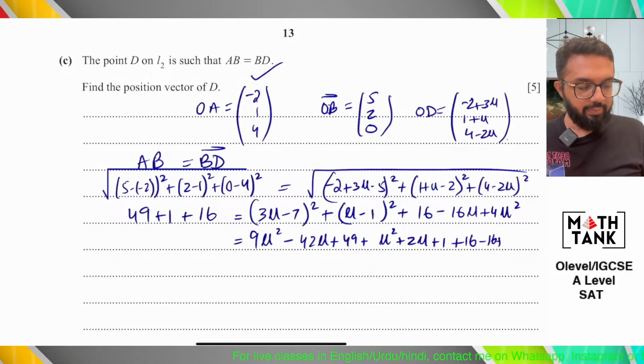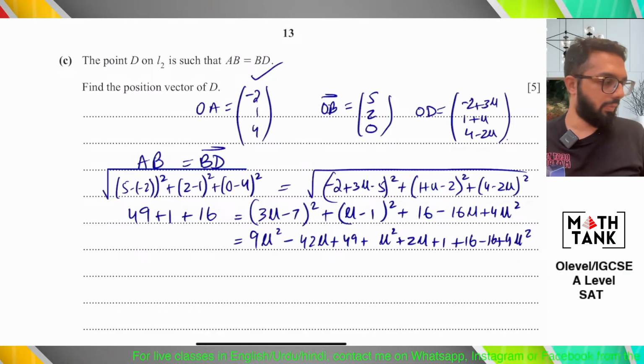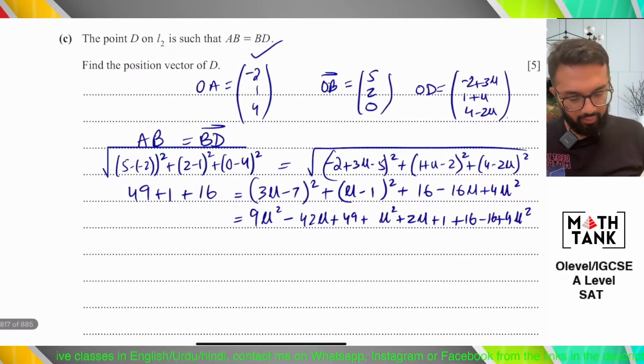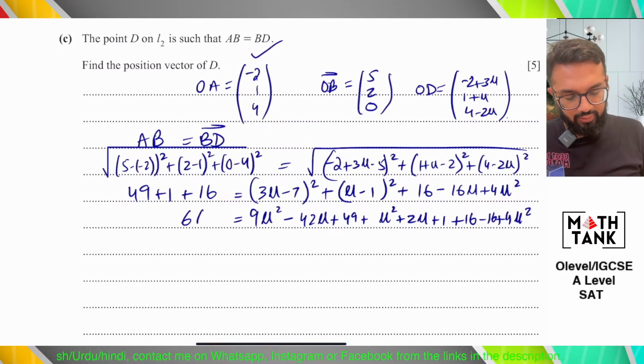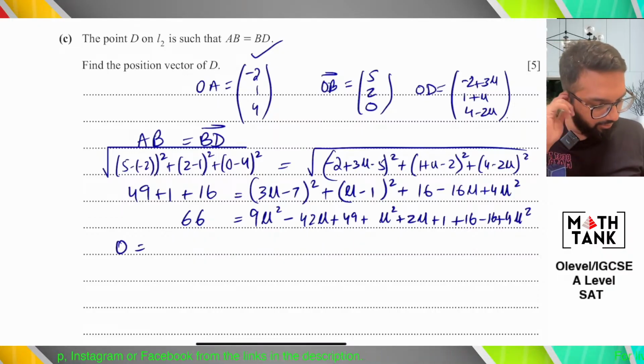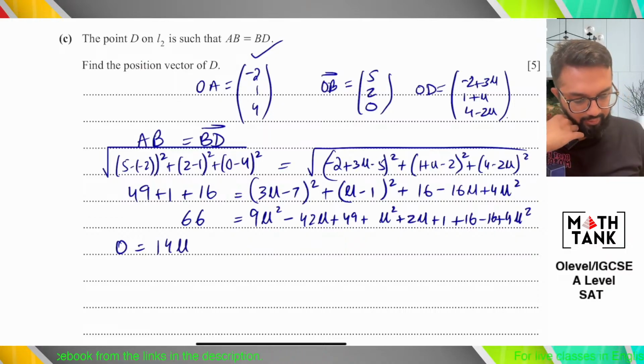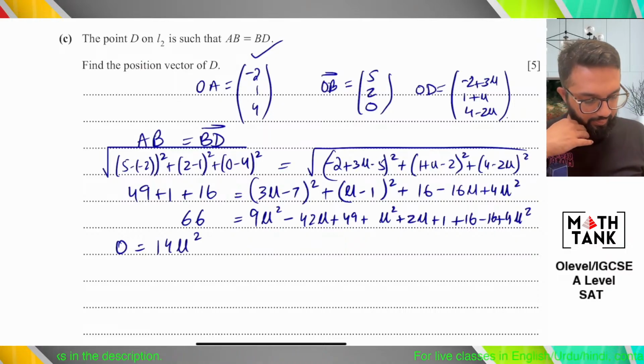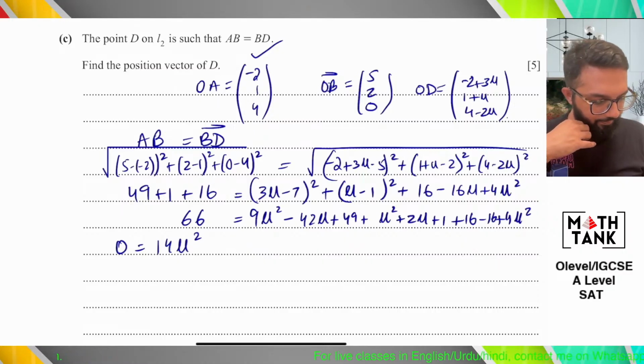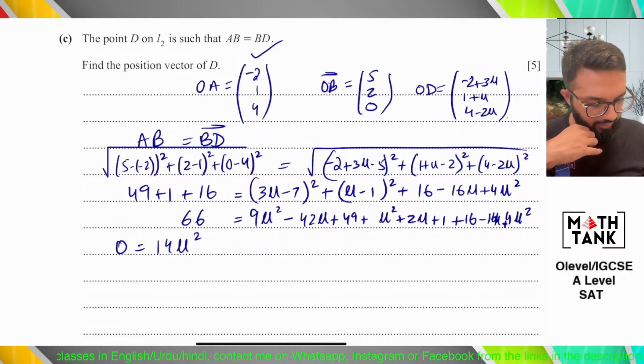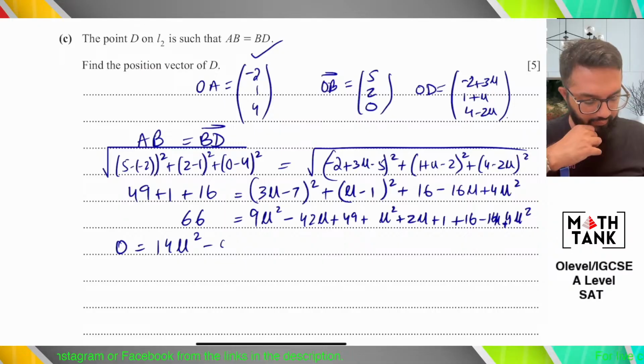Okay, that's a lot of expansion here. And 66. So 0, 9 plus mu plus 4 mu is 14 mu squared minus 42 plus 2 is minus 40. And 15 plus minus 40 and minus 6. Minus 56.